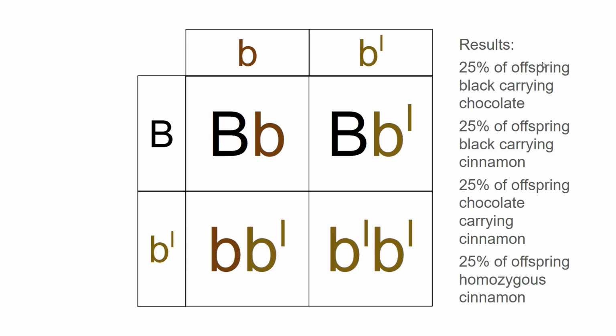Here we have the most diverse example probably, a black cat and a chocolate cat, both carrying cinnamon. There's a 25% chance of having cinnamon offspring, 25% chance of having chocolate carrying cinnamon, and then 50% of having black offspring carrying either chocolate or cinnamon.